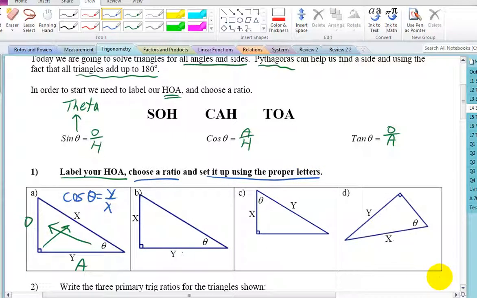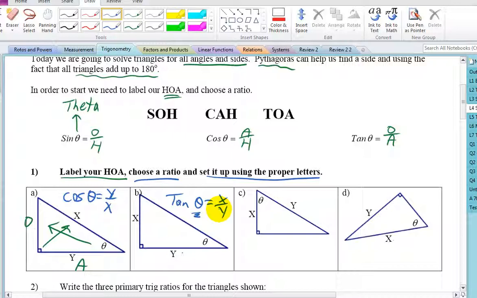Okay, who has B? Ashley. Close, but you missed an important part. You missed theta. You must have an angle or a letter there, otherwise it's going to mess you up on your work. It won't make sense. Can someone say it? So, X over Y? Perfect. Well done. Pat on the back.